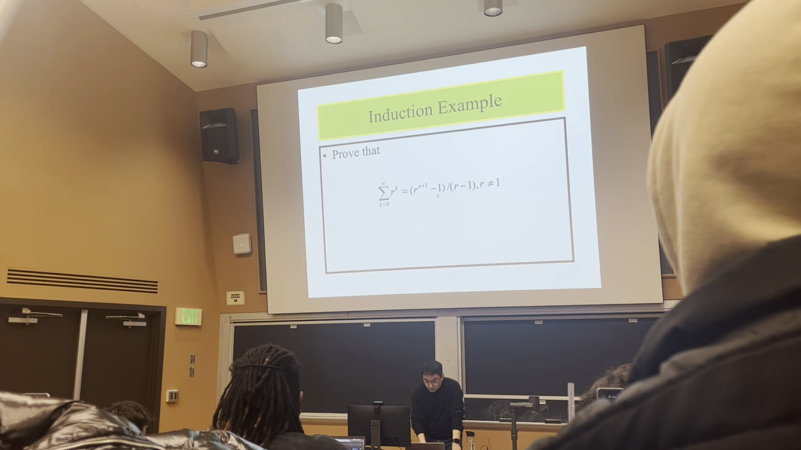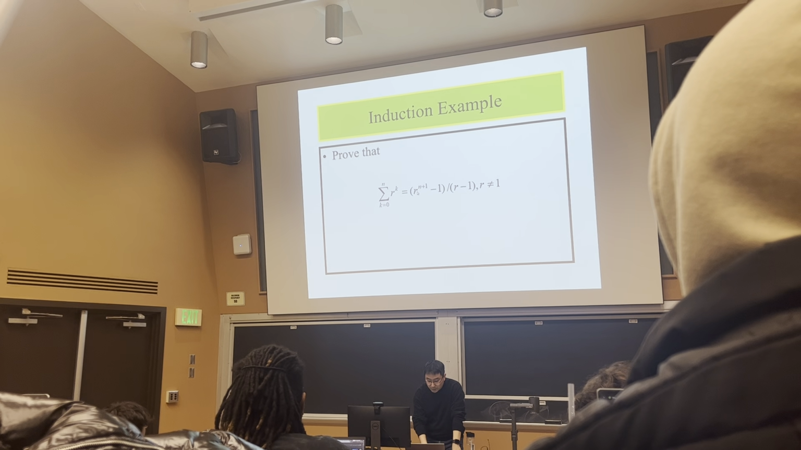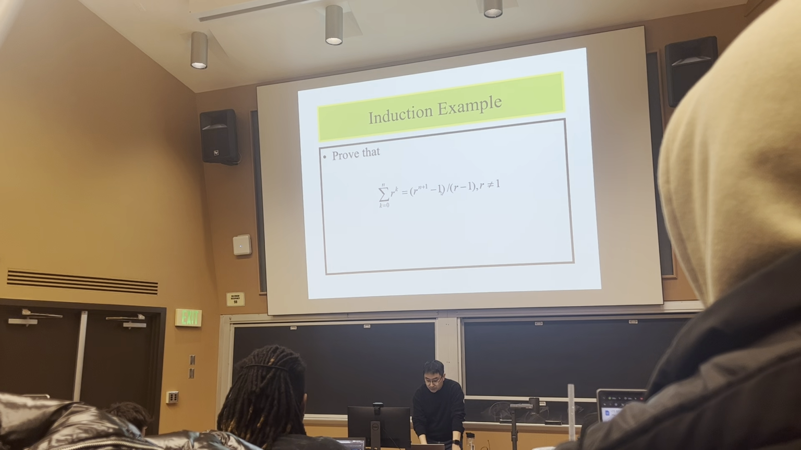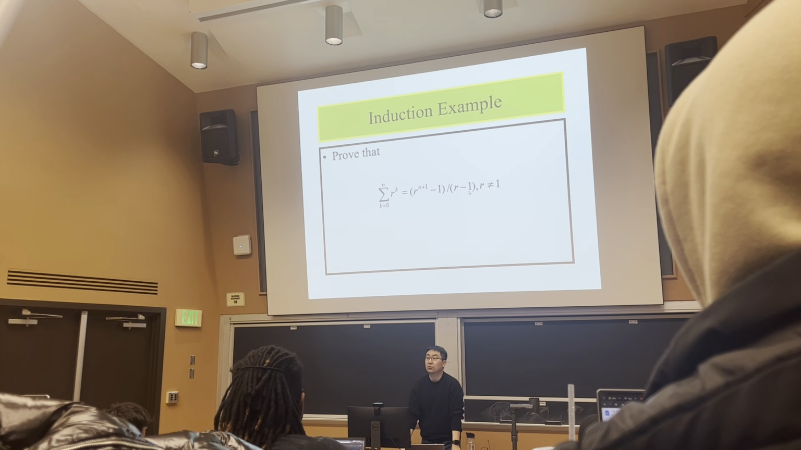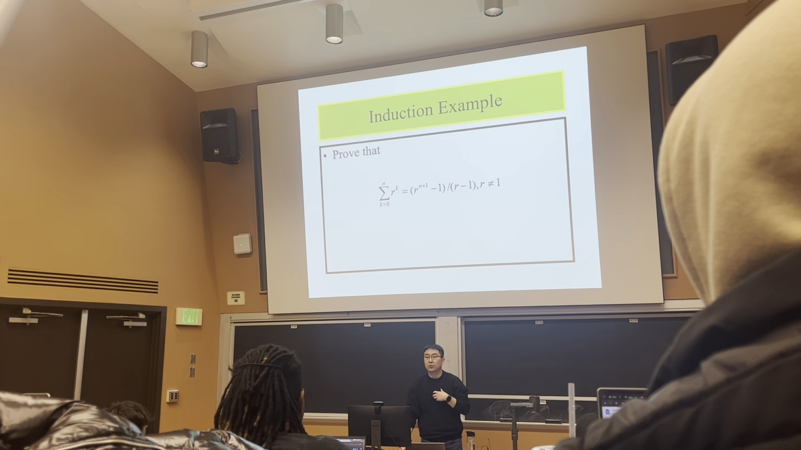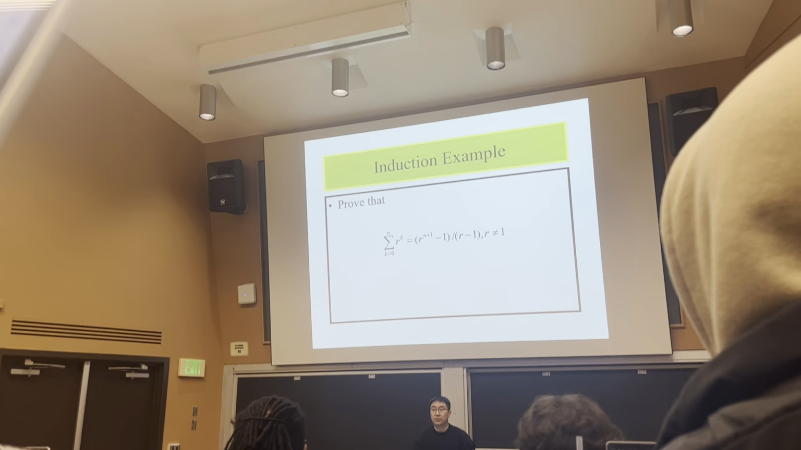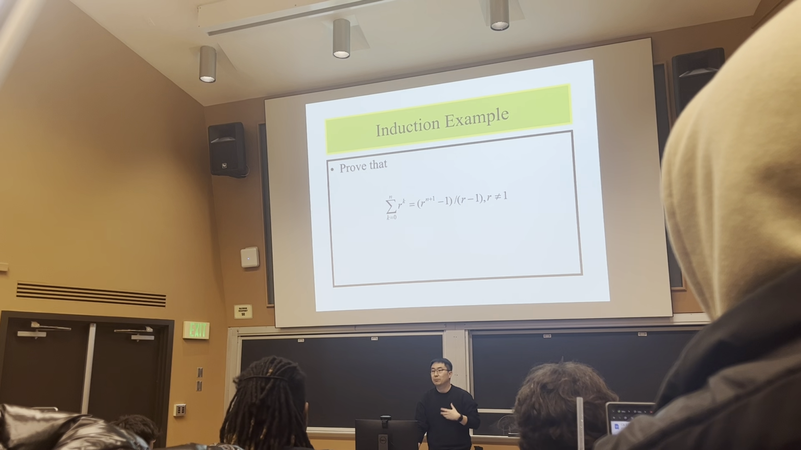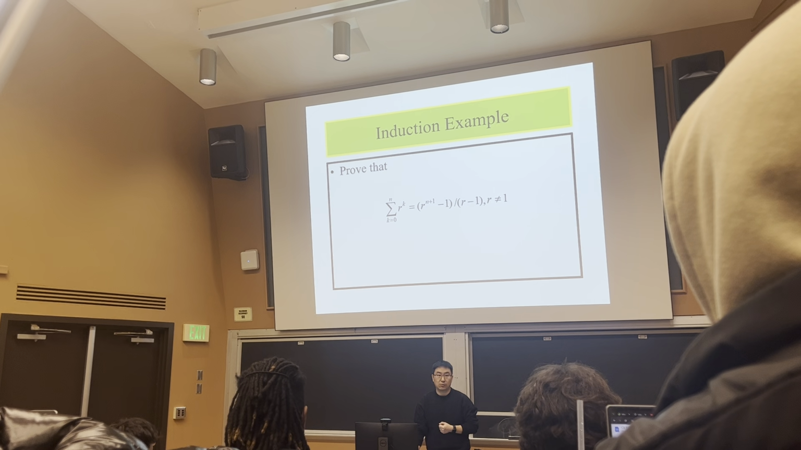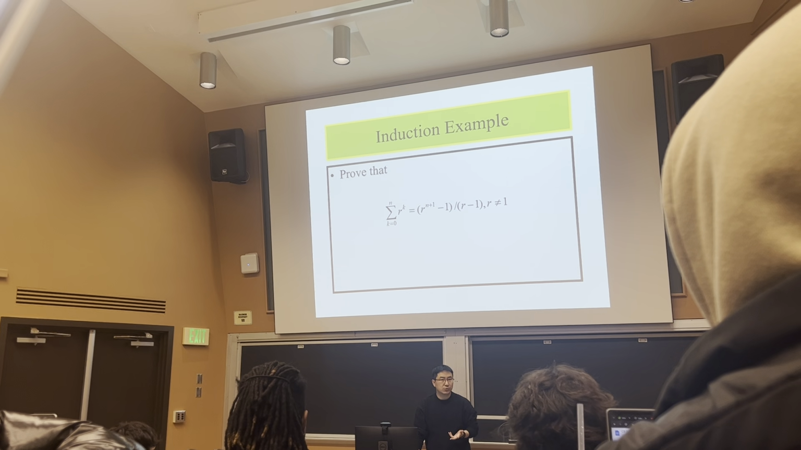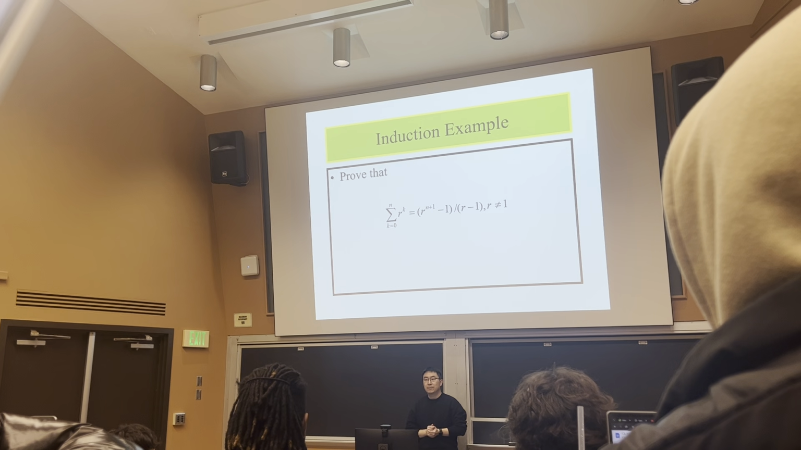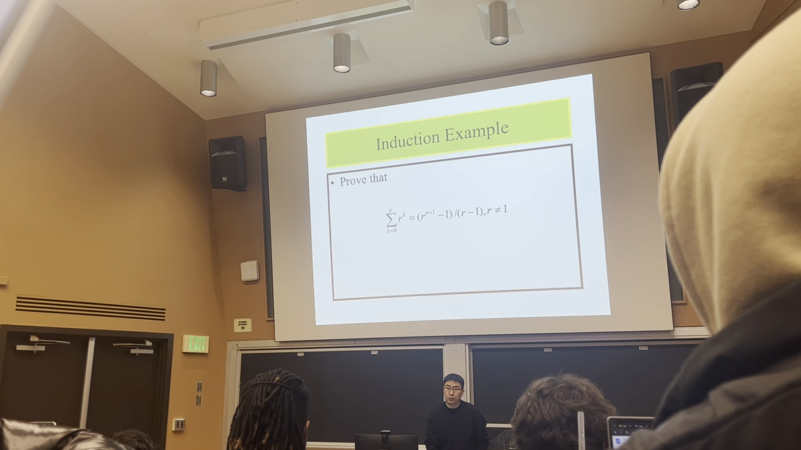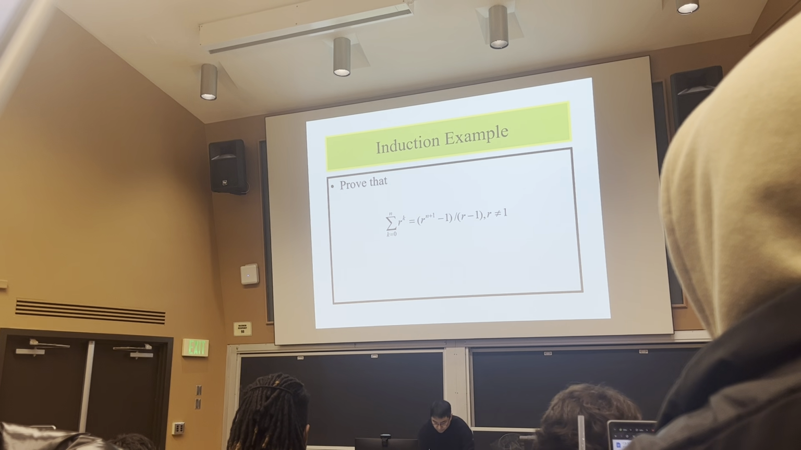And then for the right-hand side, r power 0 plus 1 minus 1 over r minus 1, so it's also 1. Then we can conclude that P of 0 is true. Are you with me? So the base case is true. Then what are you going to show? Assuming P of n is true, you want to show P of n plus 1 is true.